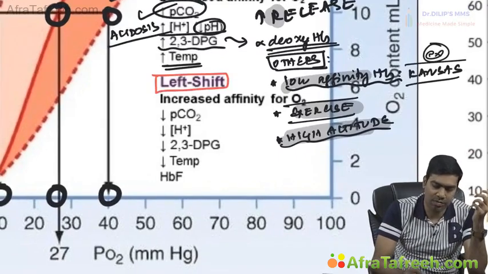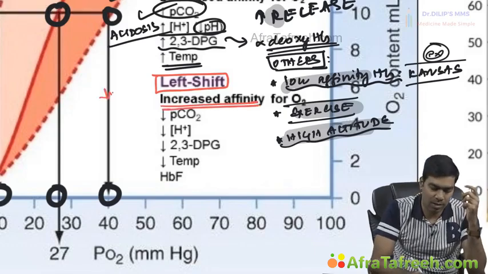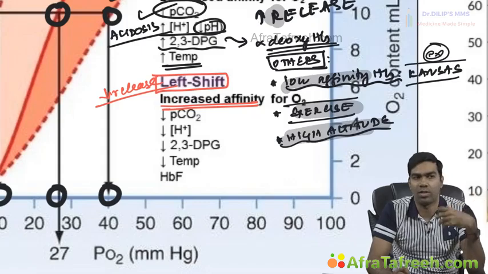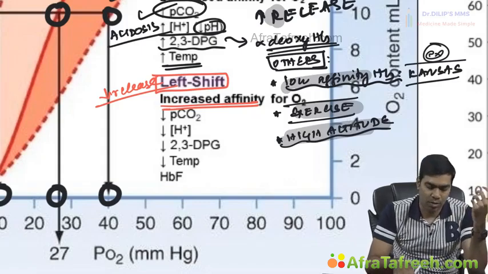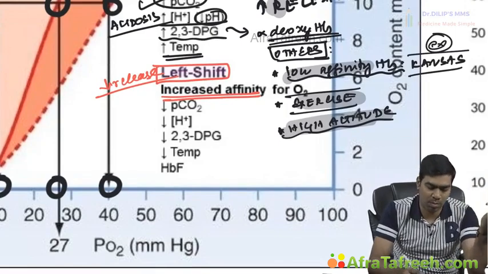Similarly, left shift means there is increased affinity and reduced release. Which means left means hold. It holds the oxygen. It does not release the oxygen at all. So what are the conditions that increase the oxygen affinity? Similarly, I told you by Bohr's principle or Bohr effect.